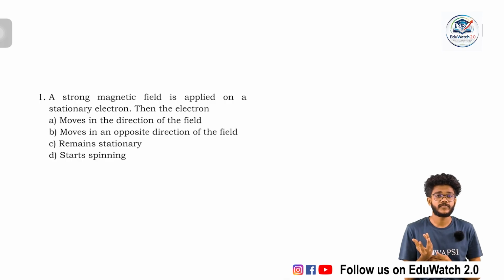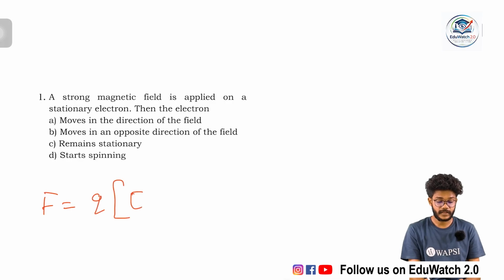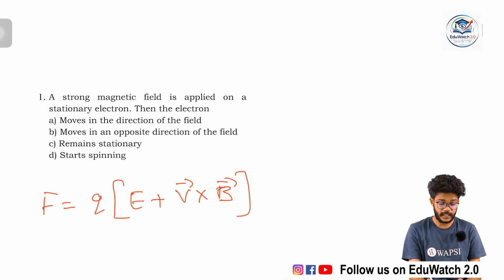If it is moving, then we want to calculate the direction also. So a stationary charge wants to move, then there should be a force. Which is the equation for the force? We know the equation for the force by the Lorentz equation. F is equal to Q into E plus V cross B, where B is the magnetic field that is given and E is the electric field.